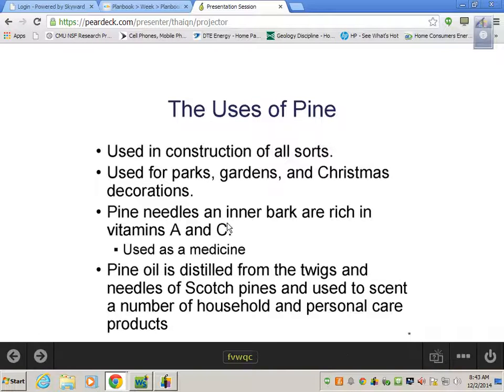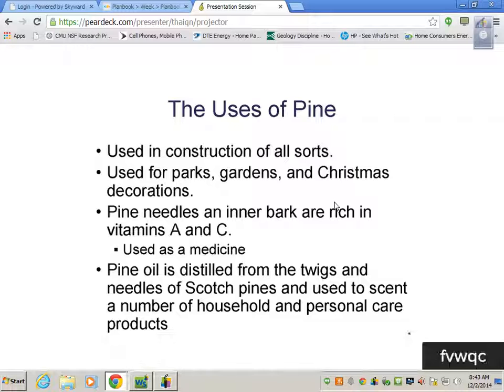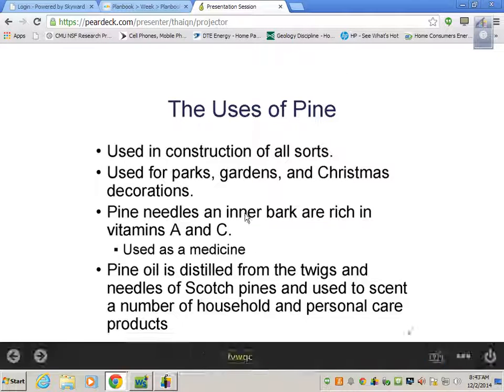So pine needles have an inner bark and are rich in vitamins A and C. And you can actually make tea out of the pine needles. You ever have any pine needle tea? They sell it in the store, or you can make it yourself. I've never made it myself. I've had it in little tea bags before. Bear Grylls, I watched him do it too. It's also used as a medicine. Native Americans used this when they got sick.